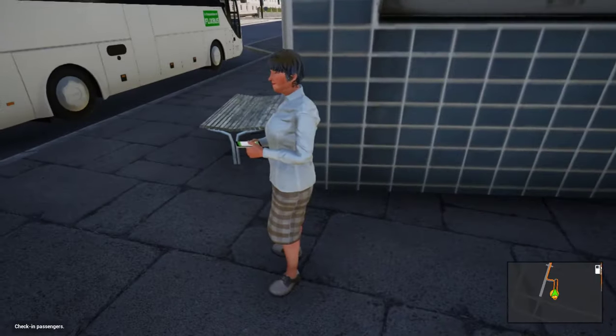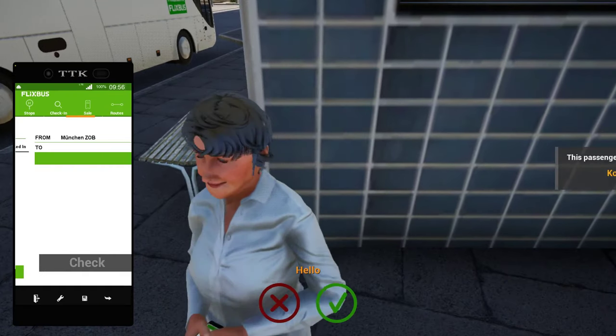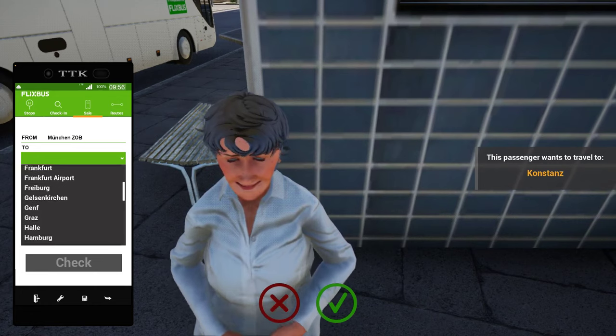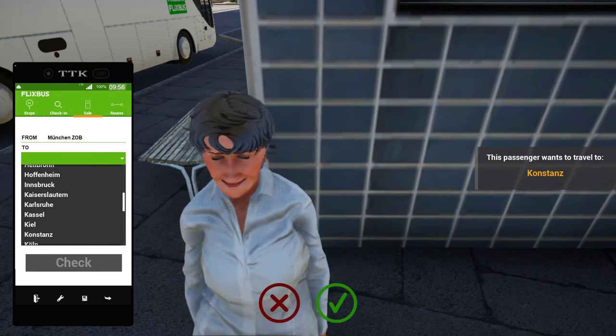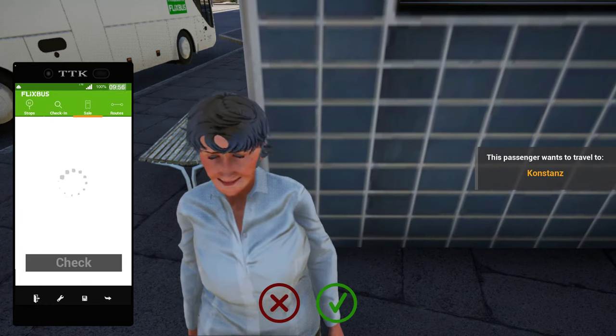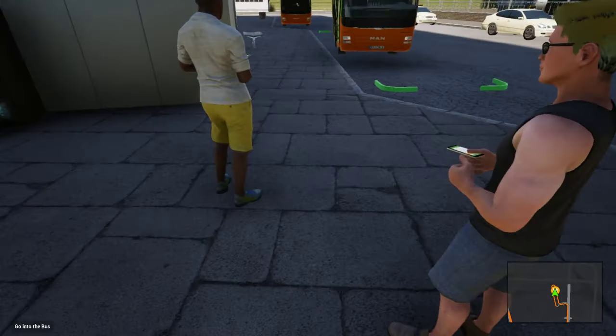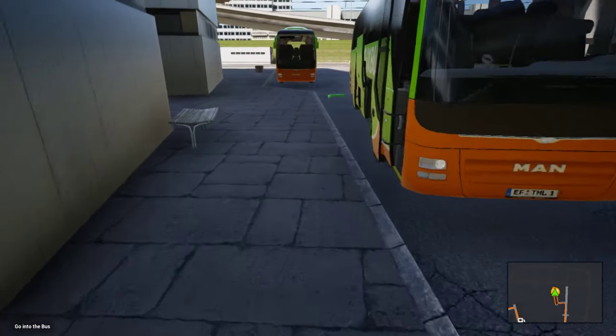What have we got over the back here? Why, you're right over the back here, madam? Ticket bei Ihnen kaufen means buy a ticket, I think. You're welcome. Right, so we sold 2 to Konstanz and 1 to Freiburg.